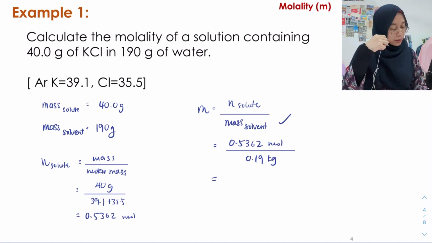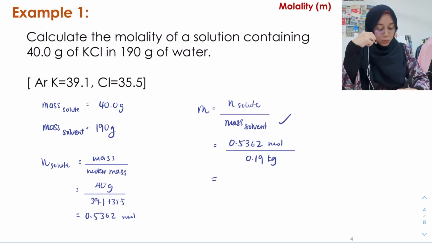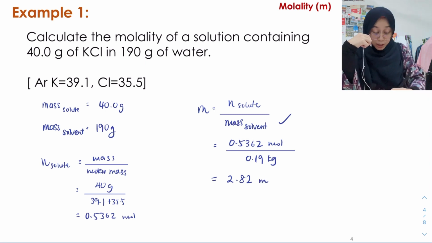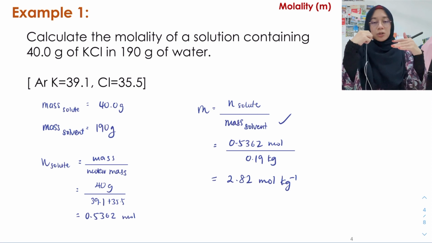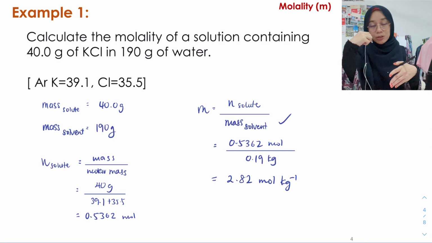So what will you get for your molality? 0.5362 divided by 1.9 equals 0.2822 mol per kilogram. Nak tinggal jawapan sebagai m sahaja boleh, nak tulis molal pun boleh. Tapi yang kat sini mesti tunjuk untuk mol per kilogram lah. Because this is your final answer, you can leave your final answer in decimal places.